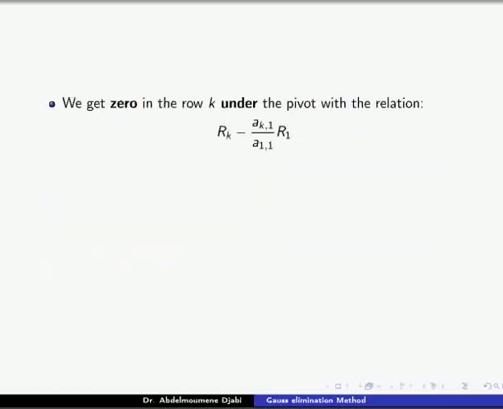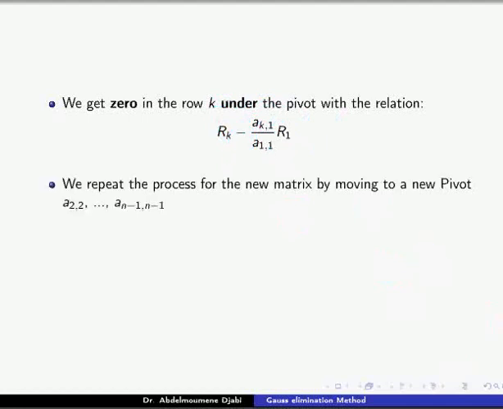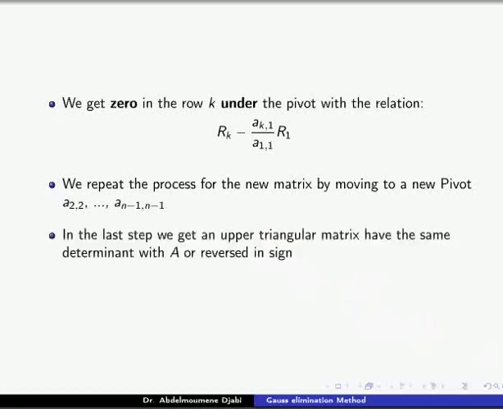After, we get 0 in the row K under the pivot with the following relation. We repeat the process for the new pivot and we get a new upper triangular matrix, which we can calculate its determinant, and after we get the determinant of A.